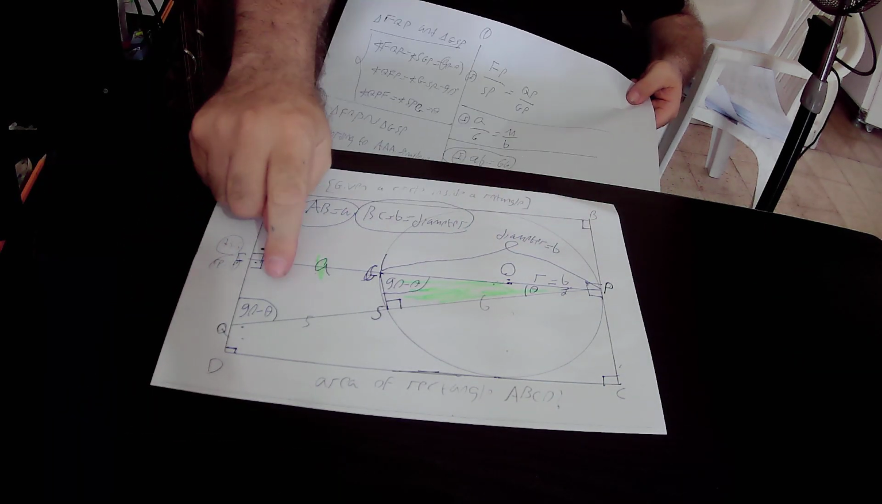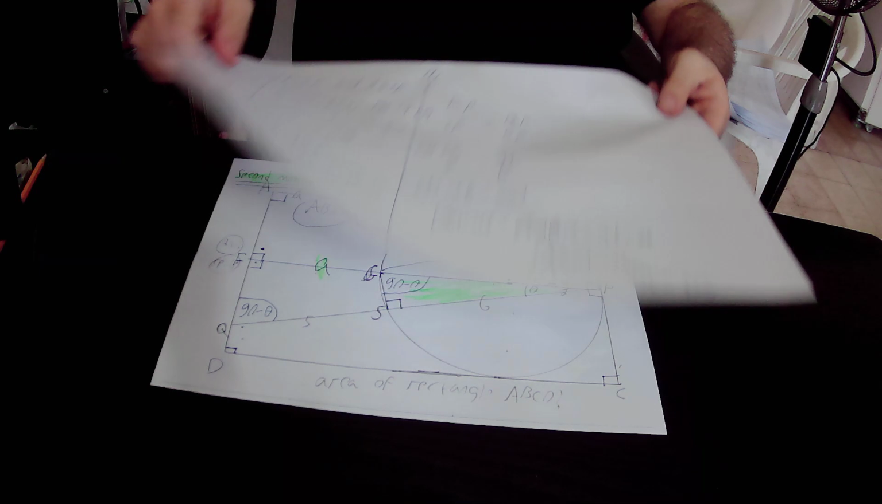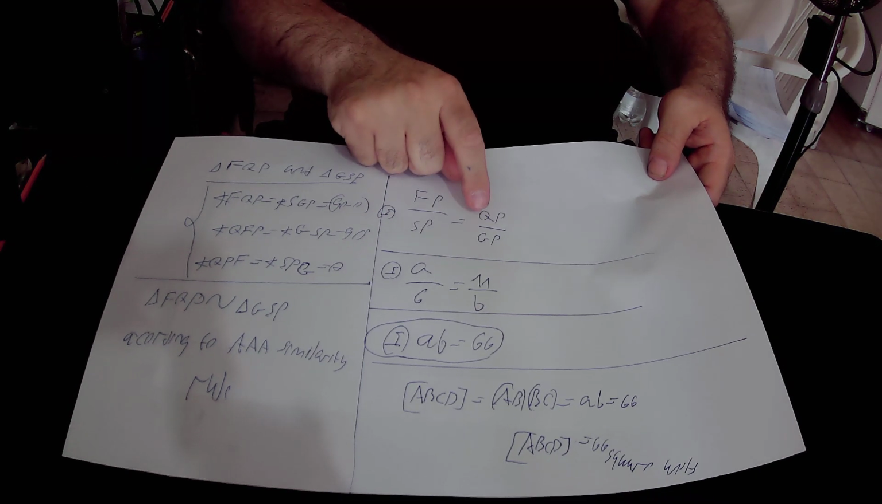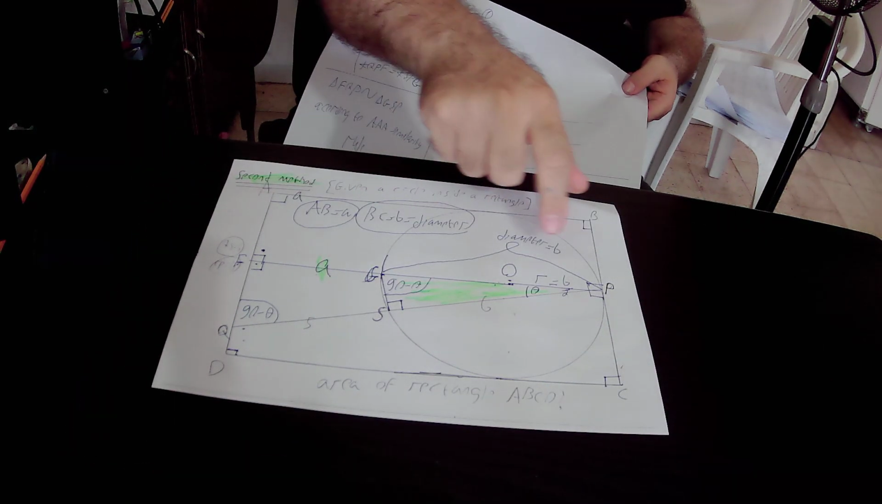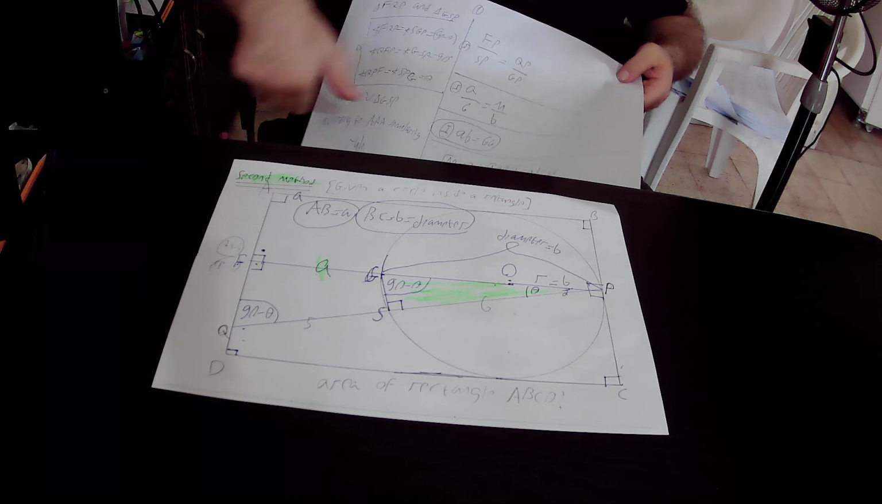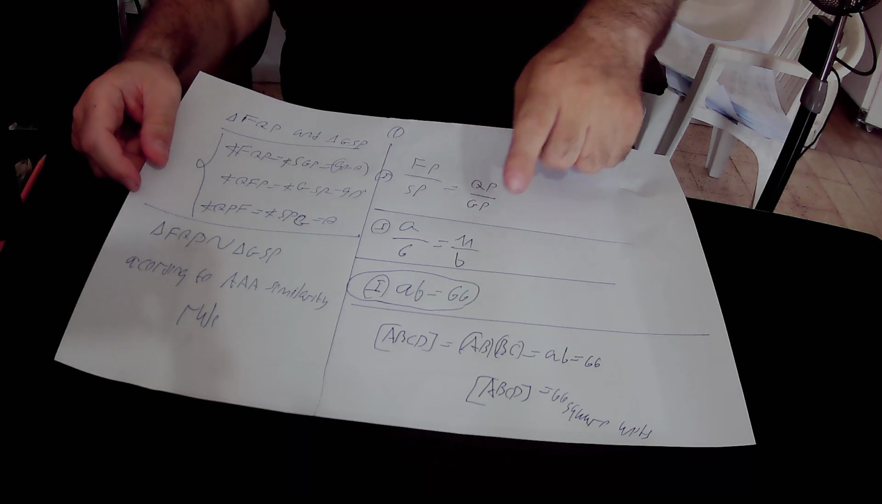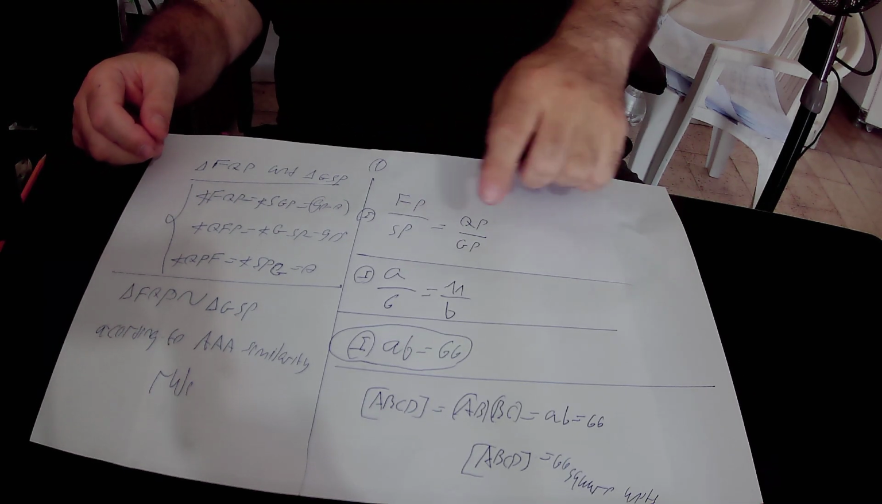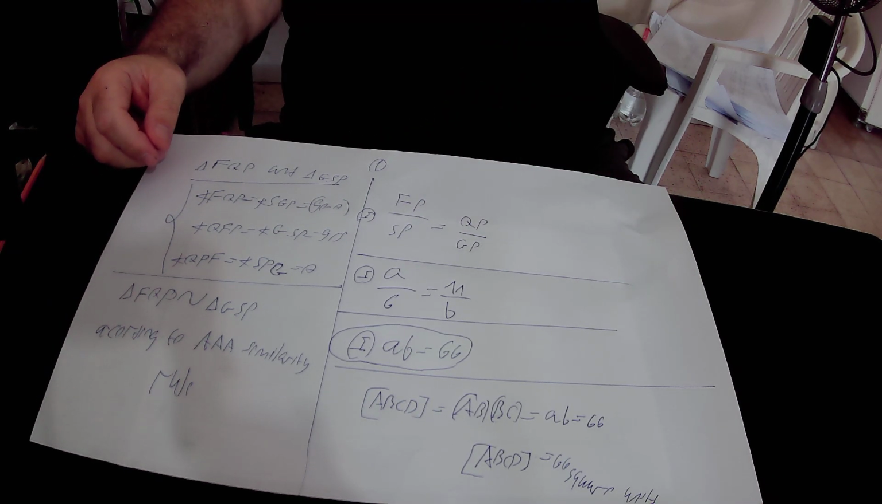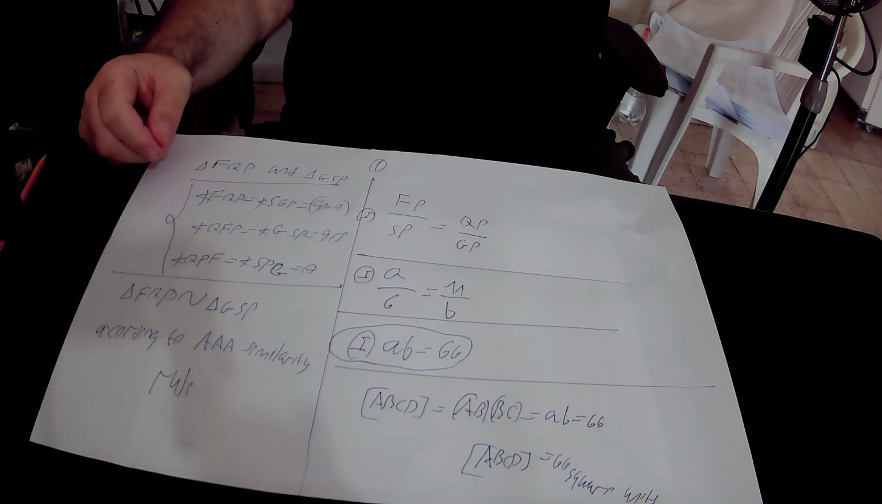What is the value of QP? QP equals 5 plus 6, that is 11. So substitute QP by 11. What is the value of GP? GP is the diameter of the circle, that is equal to B. So substitute GP by B. So in conclusion, we found out that according to equation number 1, A over 6 equals 11 over B. Because multiplying this equation number 1, we found out that AB equals 66.